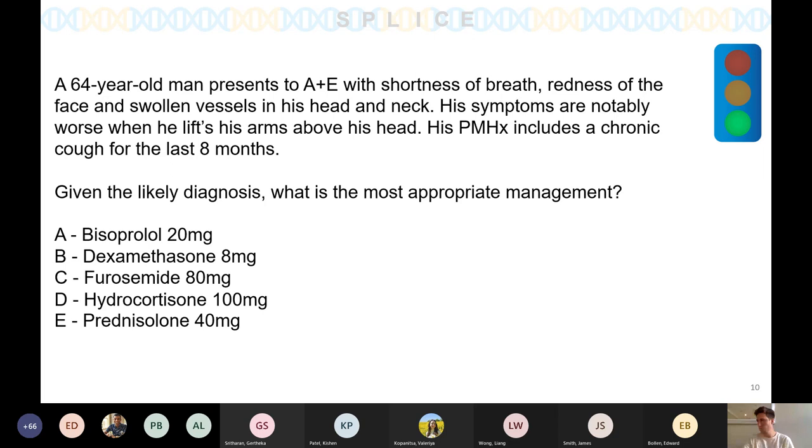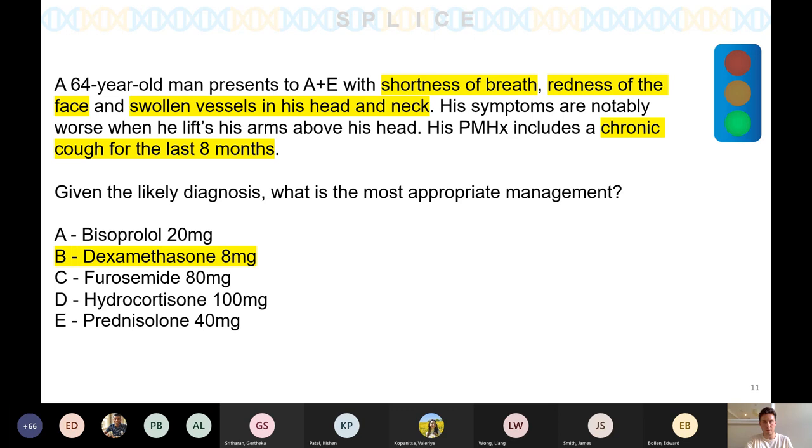Yeah, lovely. This is your quintessential oncological emergency question. In this case, you've got somebody presenting with signs of superior vena cava obstruction, so shortness of breath, redness of the face, and swollen vessels, where the cancer is occluding the superior vena cava. This usually occurs in lung cancers or lymphomas. In this question, you've got your chronic cough indicating that this might be a lung cancer. And then you give them 8 milligrams of dexamethasone twice a day, and that shrinks the cancer.